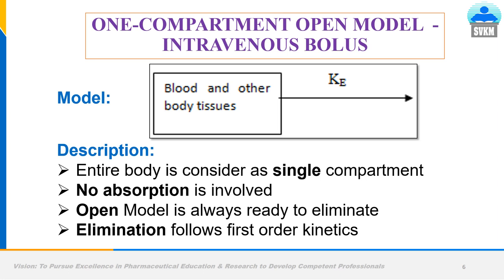Elimination always follows first order kinetics, while absorption may follow zero order or first order, depending on the type of dosage form. For example, in IV infusion, we administer the drug in a constant way, so it is considered zero order kinetics. Sustained release or controlled release dosage forms may also show zero order kinetics. But other than that, a conventional dosage form or IV injection may follow first order kinetics.